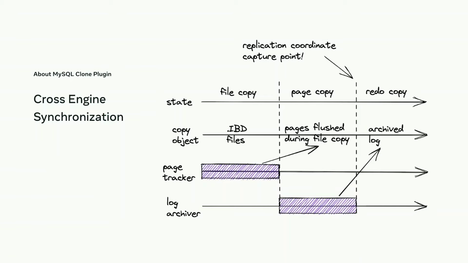Okay, let's talk about the cross-engine synchronization. This figure is about InnoDB. In InnoDB, it has three phases: the copy of the file, the copy of the pages in the buffer, and the copy of the redo logs. The synchronization between InnoDB and the binlog happens in between the page copy and the redo copy. I want to note that the synchronization here is purely performed inside of InnoDB.